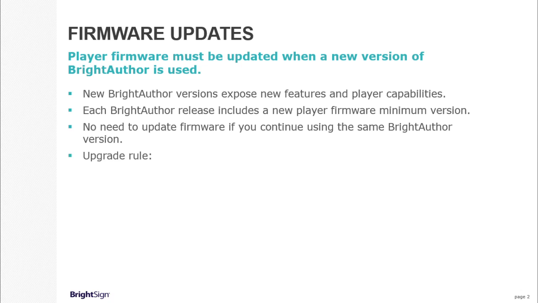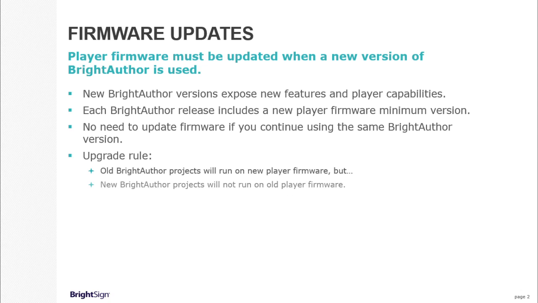The upgrade rule regarding old projects is, similarly, old BrightAuthor projects will run fine on new player firmware. So for example, imagine that I've got a network of players up and running with dozens of projects scheduled and all kinds of work has been accomplished, and now I've decided I need to update BrightAuthor and therefore update the firmware in my players. What about all those old projects? You can continue to schedule and use those old projects even though your player firmware has updated. Those projects will run fine. But the reverse is not true.